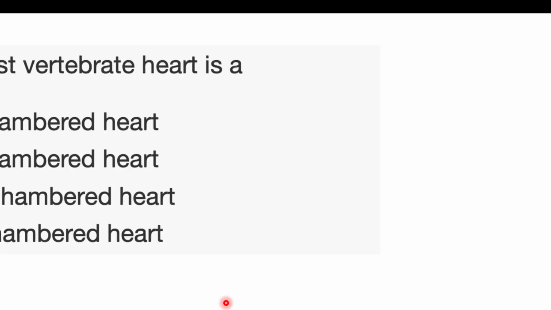I think this is a memory based question, but if you remember the phylogeny of the heart, the evolution of the heart, you would know this answer. How many chambers does the simplest vertebrate heart have? Let us wait for a minute or so and collect some answers. I will reveal the correct answer in a minute.